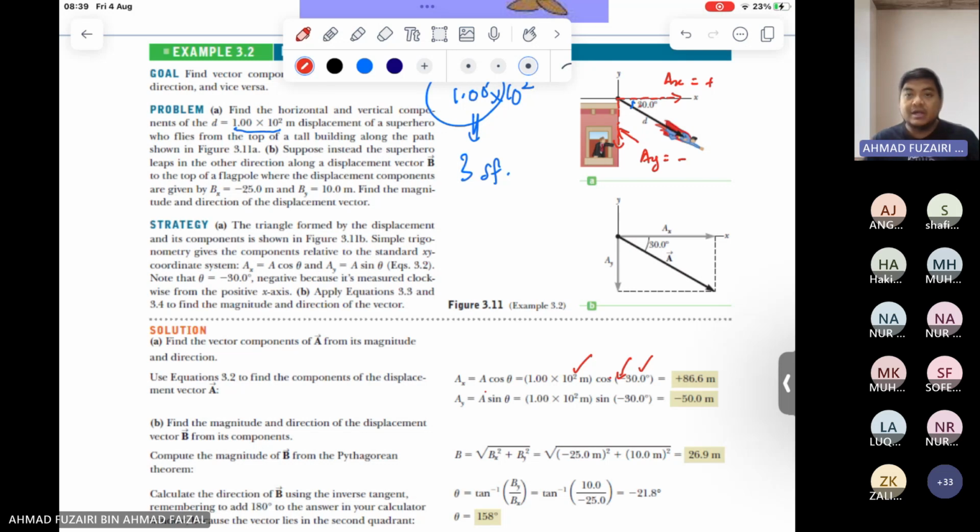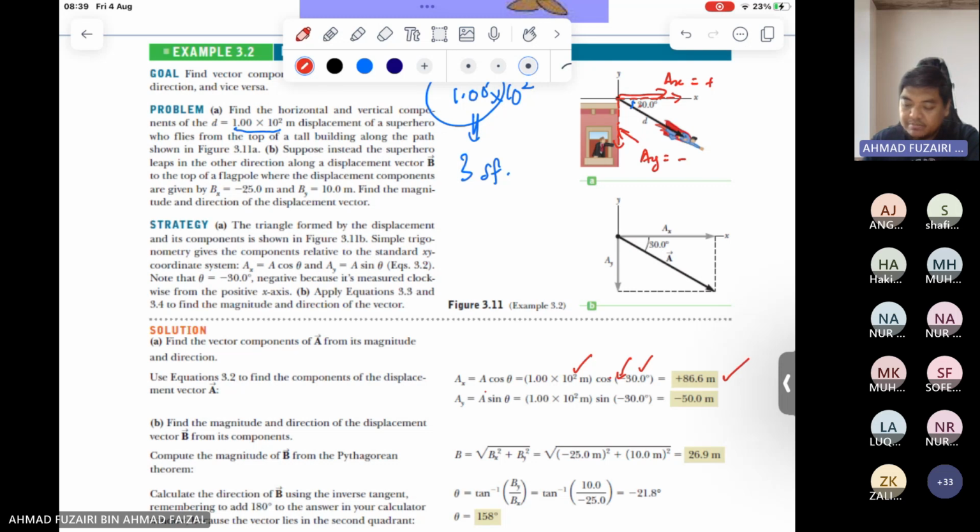Perspektif saya tak suka letak dekat angle tu. Saya akan confuse. Tapi saya faham that AX itu is pointing to the right. Ya, AX ni pointing to the right. So, dia mesti dapat positif jawapannya. And AY is pointing downwards. Bila AY pointing downwards, that means jawapan dia mesti negatif. Betul tak? Betul. Jawapan dia 86.6.